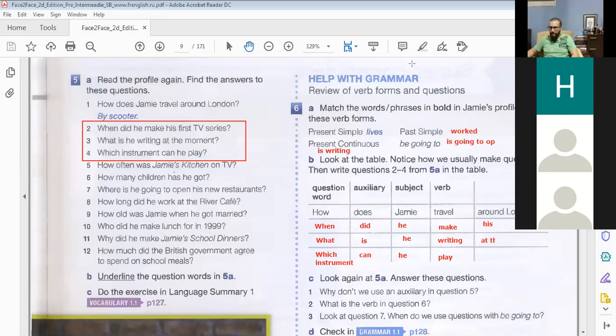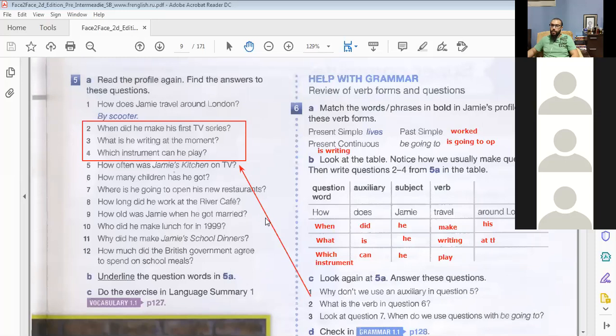All right, let's continue. So we answered part B. Let's go to part C now. So let's take a look at question 5. We have an interesting question here. It says here, why don't we use an auxiliary in question number 5? Who can tell me?